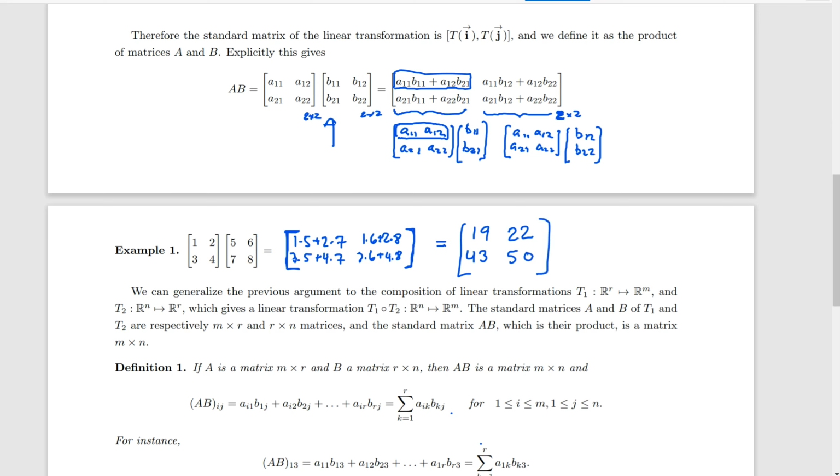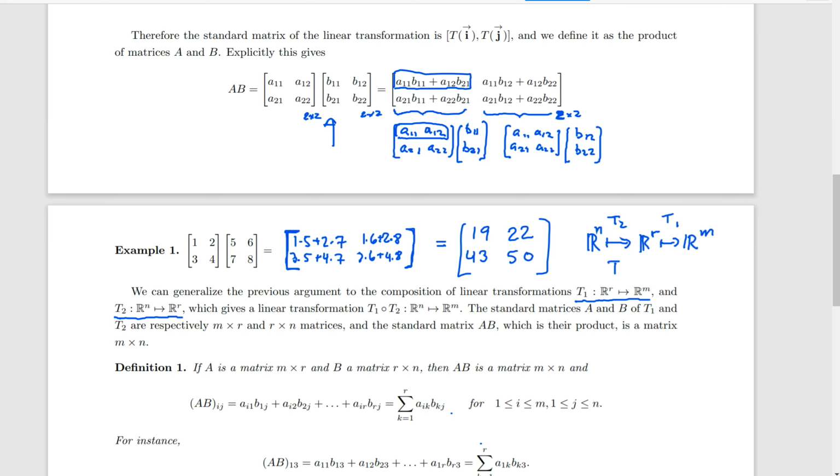Now we're going to generalize this a little bit. Instead of having two linear transformations from R2 to R2, we have something a bit more general. We started with a linear transformation T1 from Rk to Rm, and T2, which is from Rn to Rk. So if you take a look at this, T1 takes me from Rk to Rm, and T2 takes me from Rn to Rk.